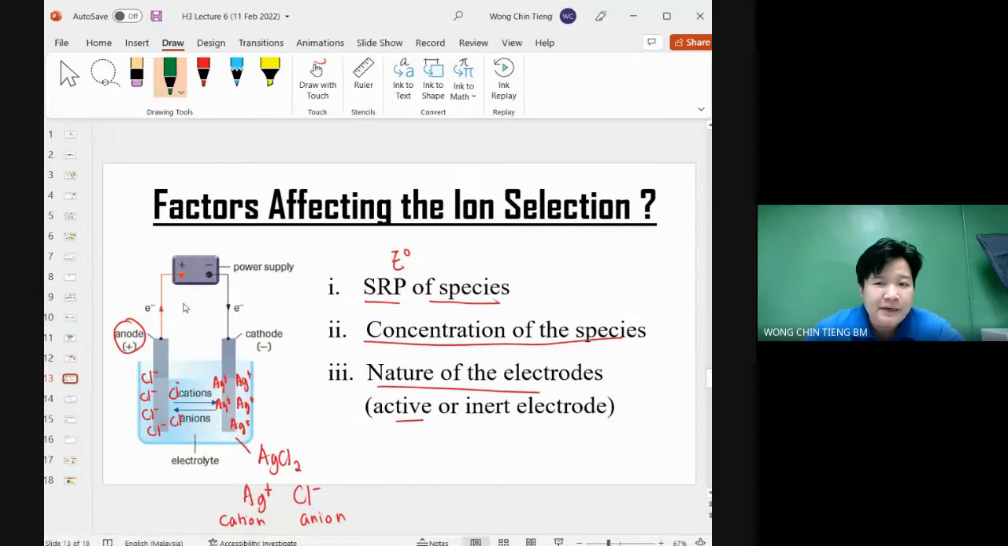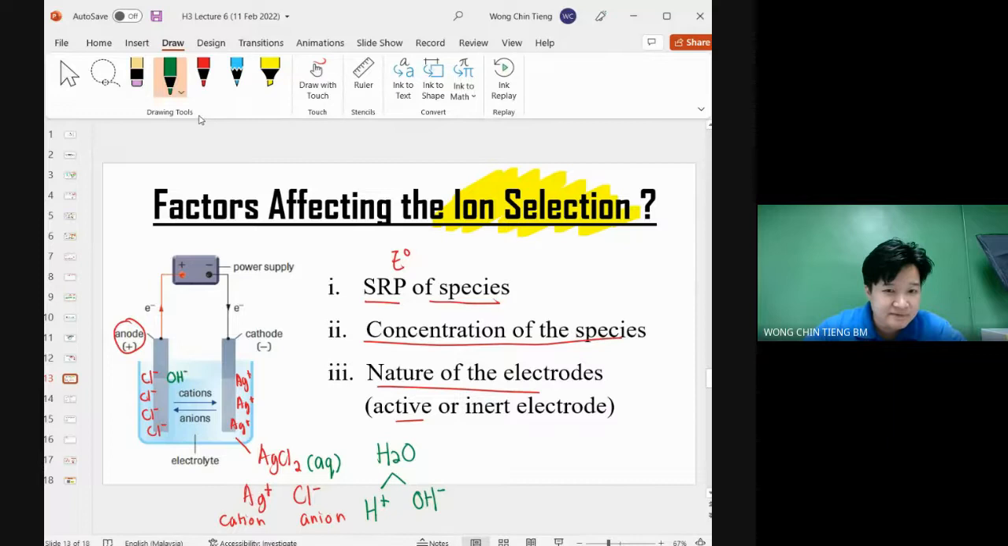Okay, kenapa saya kata factor affecting the ion selection? Sebab contoh yang Miss Wong bagi, saya hanya letak satu benda. Cl-, anion, Ag+, cation. Tapi apa jadi kalau ia aqueous? Bila ada aqueous, bermakna kita ada water. Bila ada water, water pun ada H+, water pun ada OH-. Nampak tak kita ada anion satu lagi? Kat sini sama, saya ada cation satu lagi.